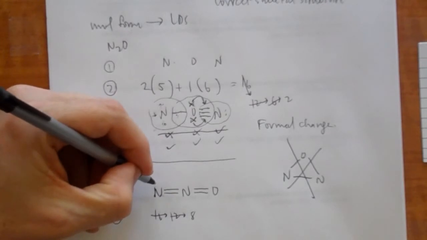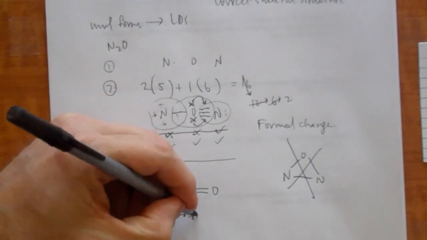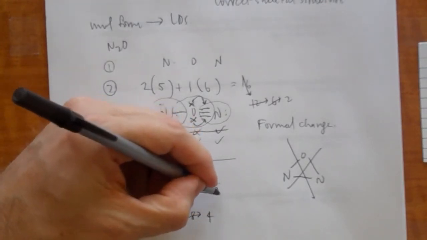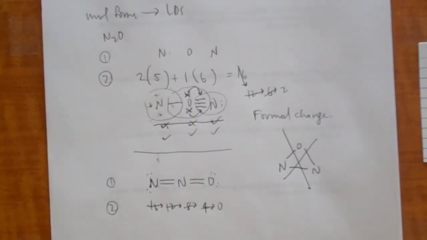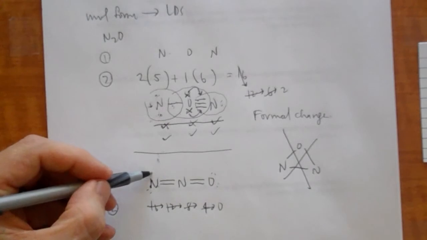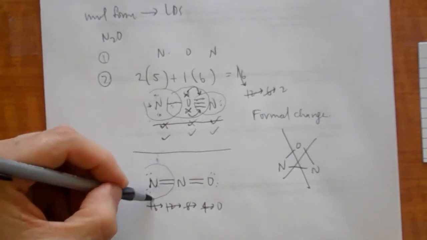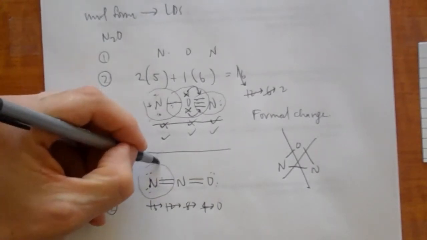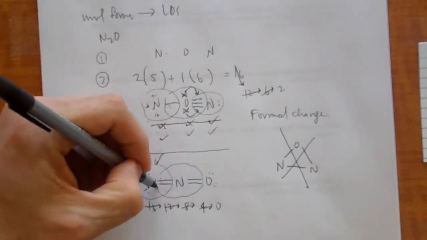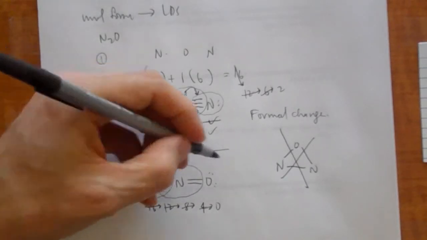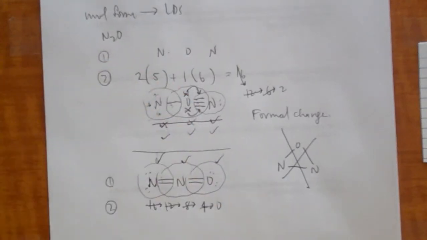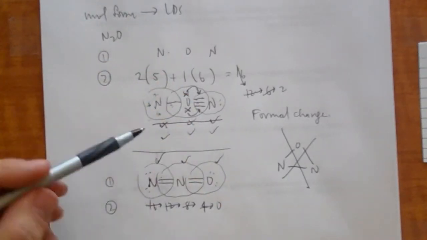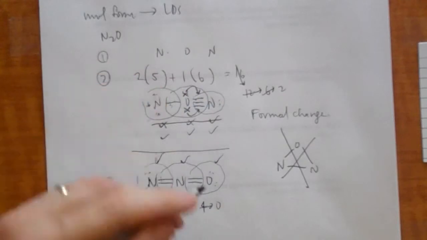Okay. So now that we've got that, let's go through here and evaluate. 2, 4, 6, 8. That's good. 2, 4, 6, 8. That's good. 2, 4, 6, 8. That's good. So the question is, why is this better than this? And the answer lies in formal charge.